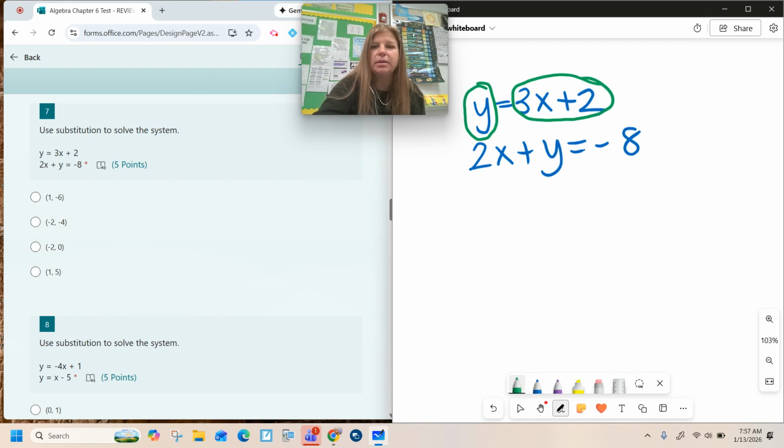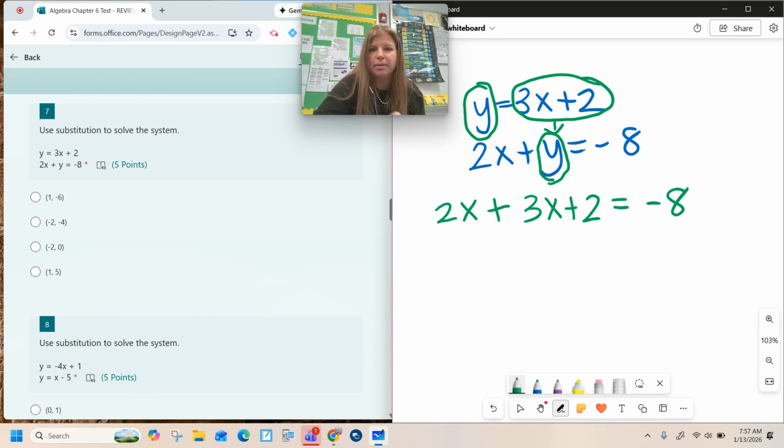So this means where I see a y in my other equation, I'm going to replace that with 3x plus 2. So now my second equation is going to look like 2x plus, not y, but everything that y is equal to, which is 3x plus 2, and then I just bring down the rest of my equation, -8. I do my regular equation-solving skills here.